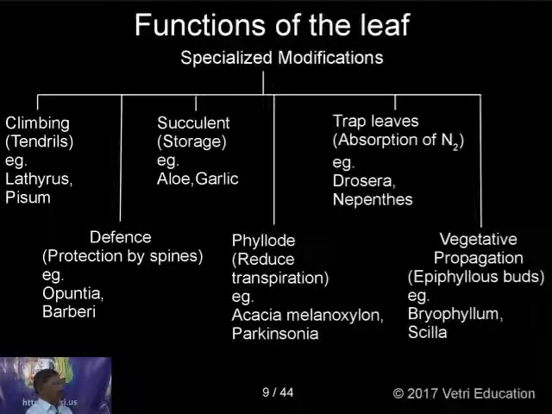Acacia melanoxylon, Parkinsonia, and trap leaves, I told you already, absorption of nitrogen by insectivorous plants, and vegetative propagation by epiphyllous buds, the buds found on the leaves, example Bryophyllum and Scilla.